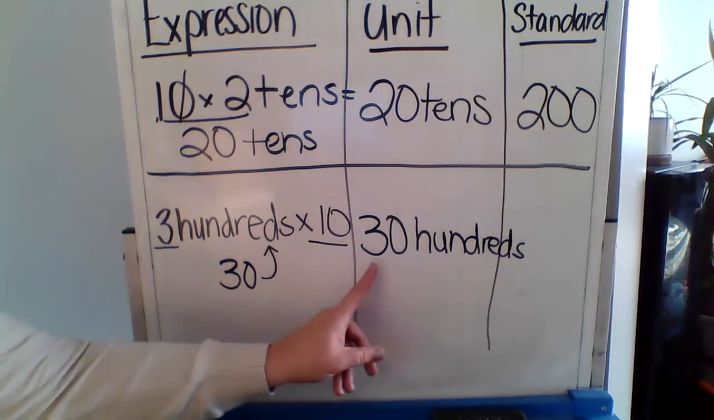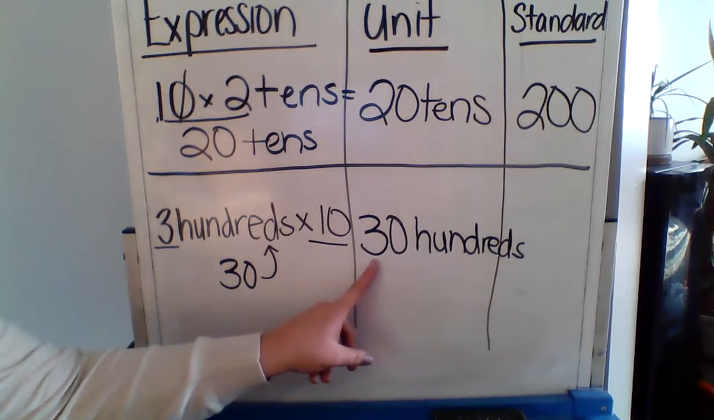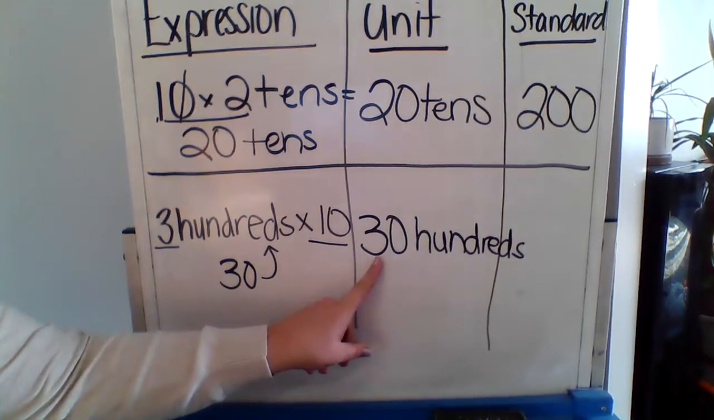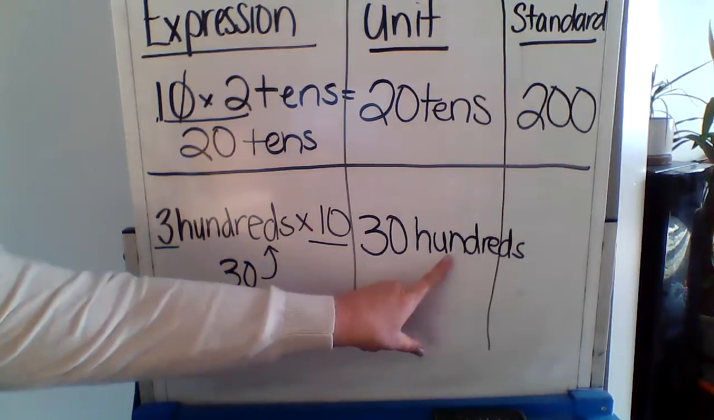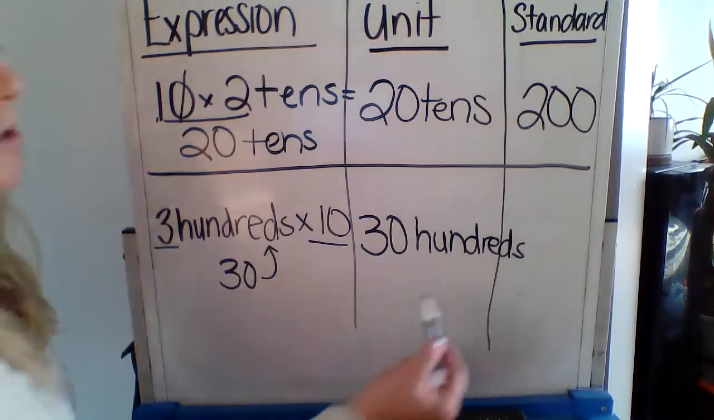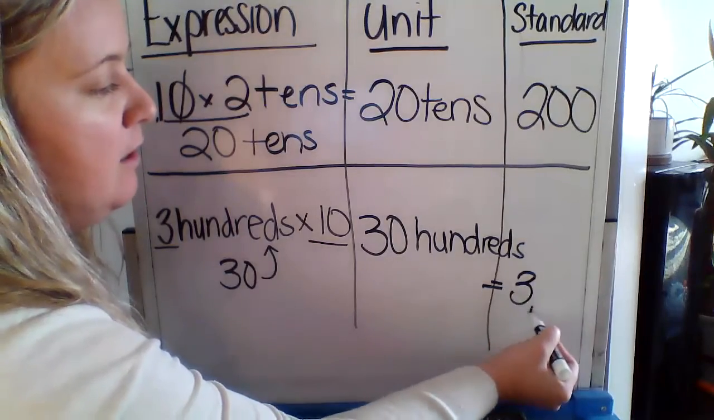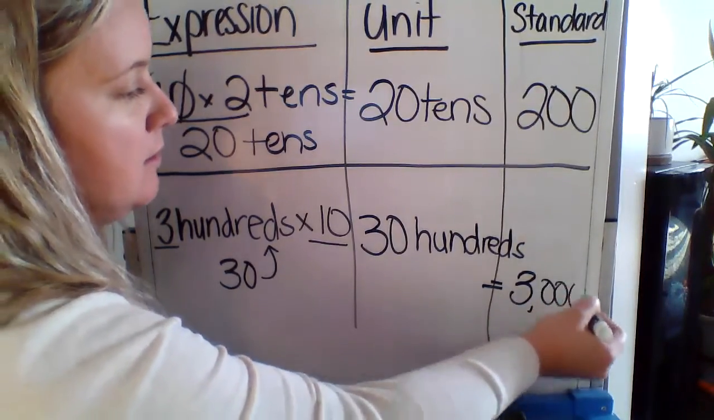I would think to myself, I can make 3 sets of 10 that I would bundle and shift to the next place value. What's next to the hundreds? The thousands. So 30 hundreds is equal to 3 in the thousands place.